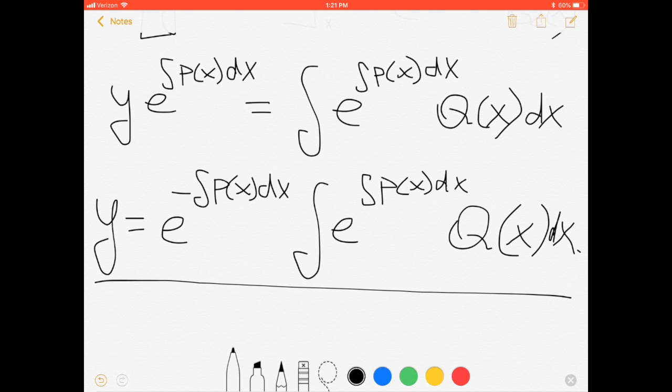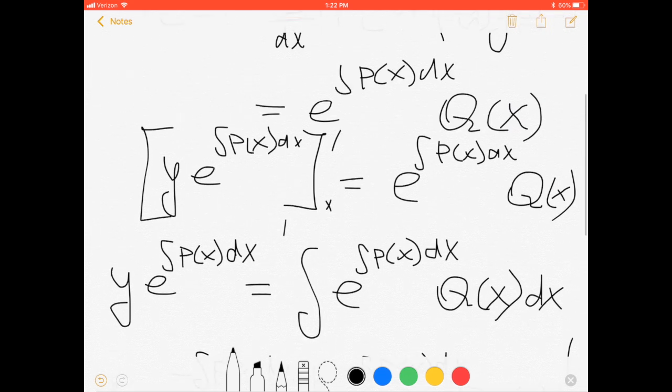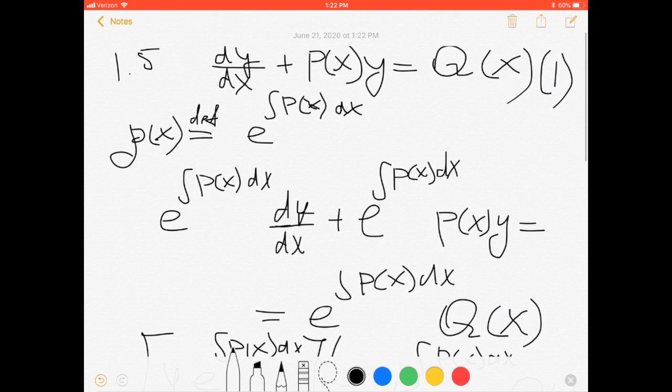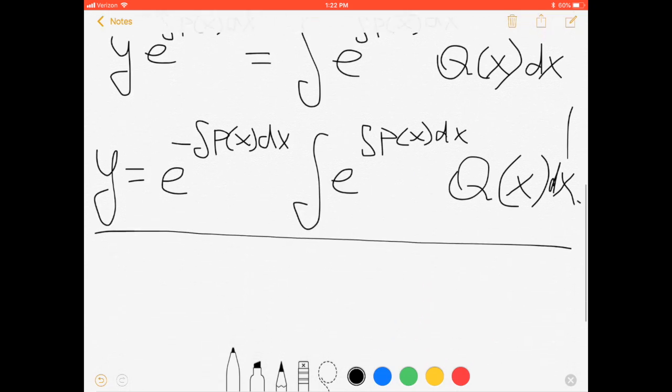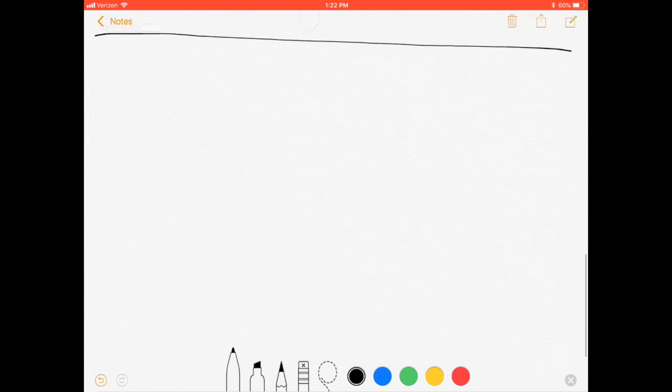But remember, I'm not sure you need to remember all this formula. You need to remember the method of how we solve, and you need to remember this multiplicator. Okay. Let's do some examples. Example 1.